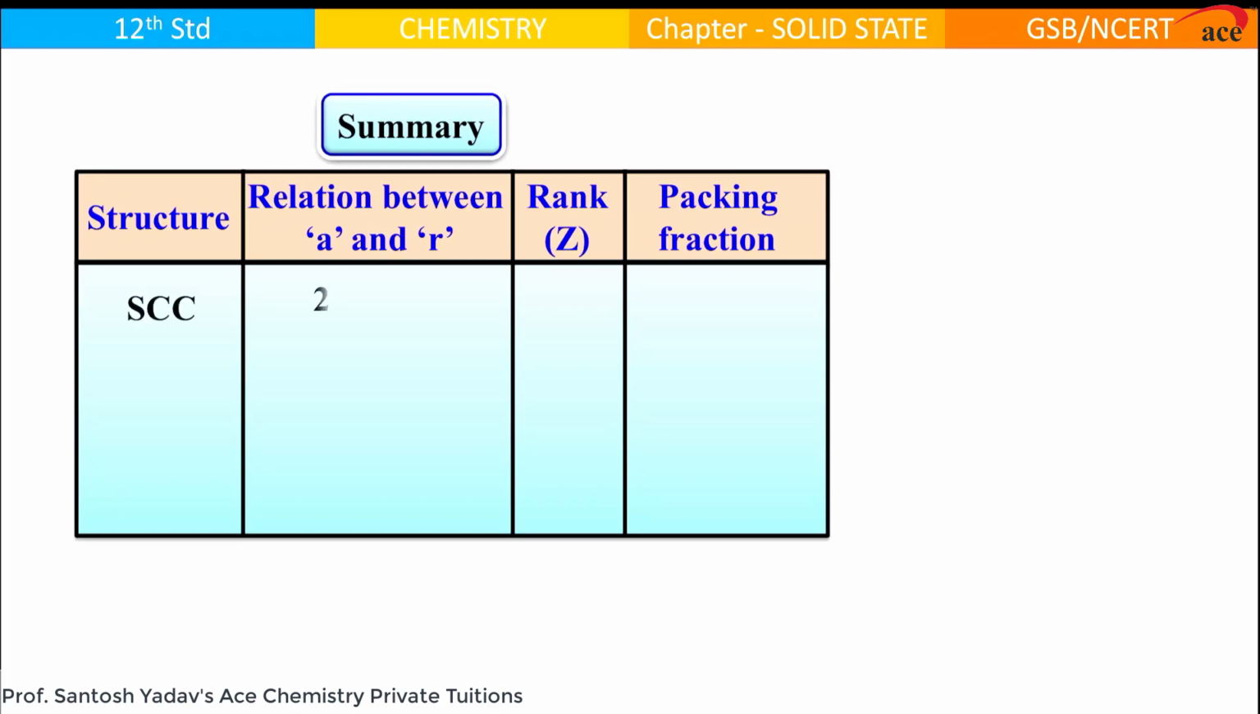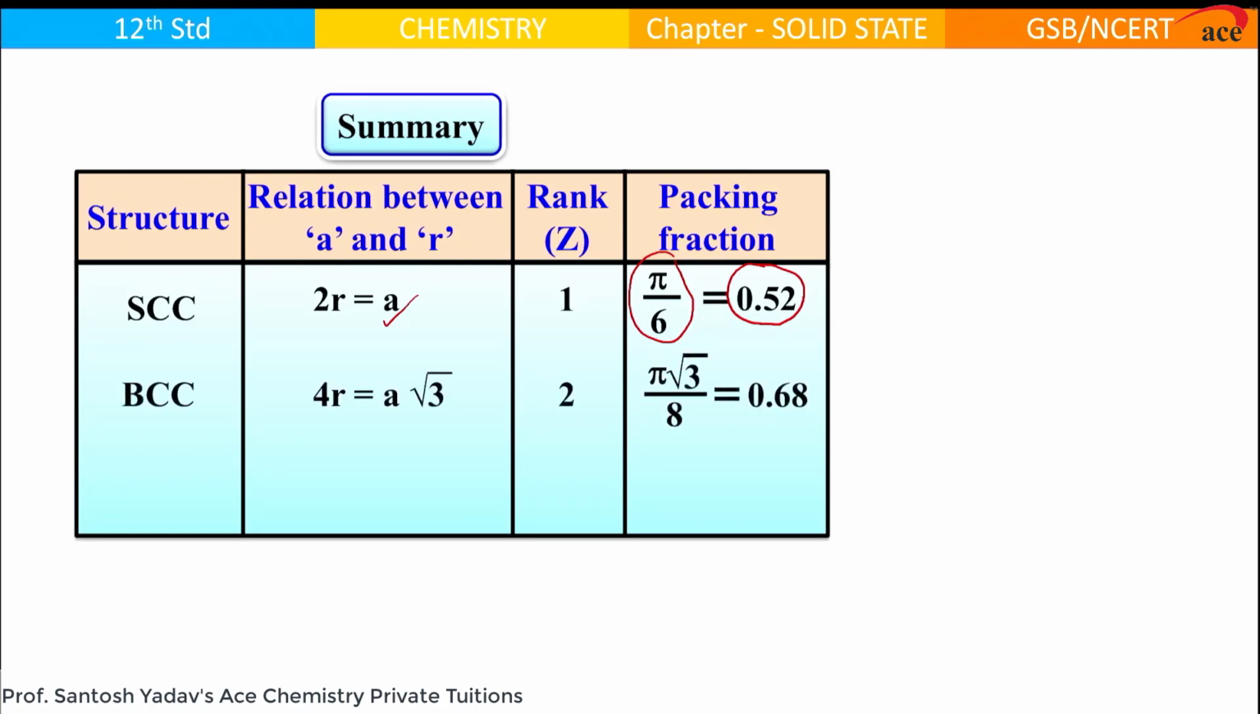if you take SCC, rank is 1, and the relation between A and R is A equals 2R. If you remember, in SCC, spheres were touching each other along the edge length. Packing fraction was pi by 6. Remember this pi by 6 also, and 0.52 also. Both the numbers are important from an MCQ perspective.